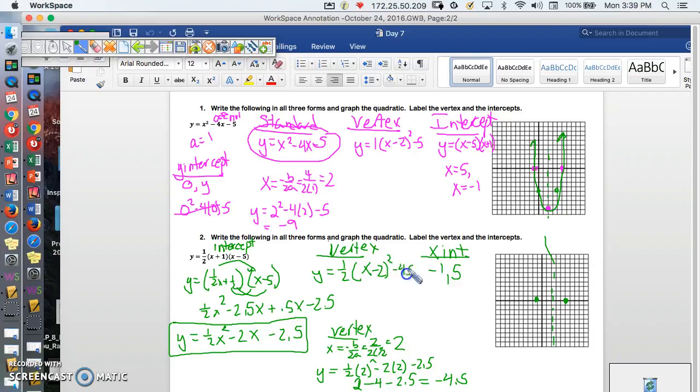minus 4.5. So 2 and 4.5. And then we need to find our y-intercept. I think the easiest is to plug in 0 into standard, but you could plug it into any one. 1/2 times 0 squared, plus 2 times 0, minus 2.5. So it's at -2.5, and we could then make another point using the axis of symmetry. So it's 2 away, and then we have our graph.